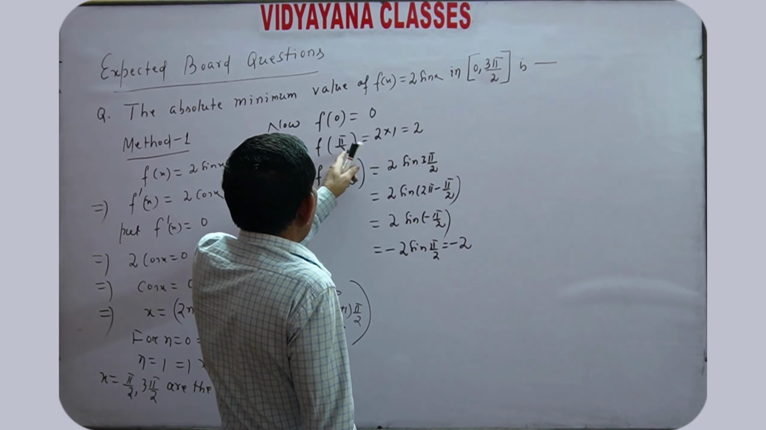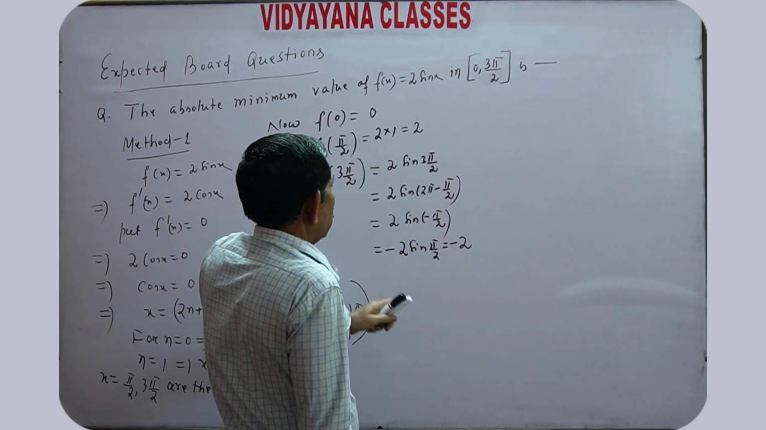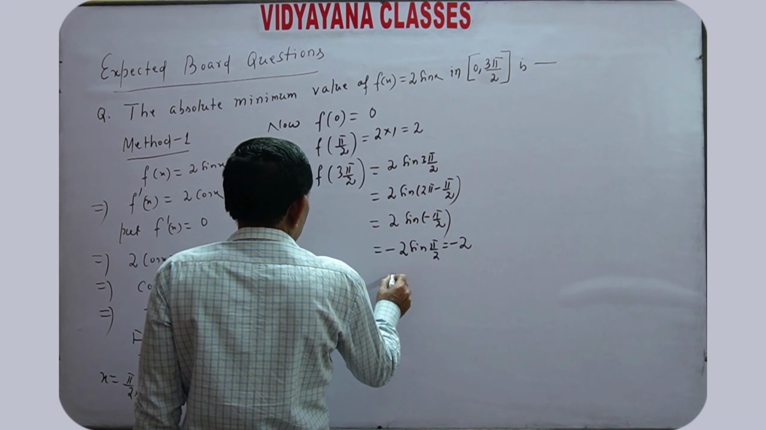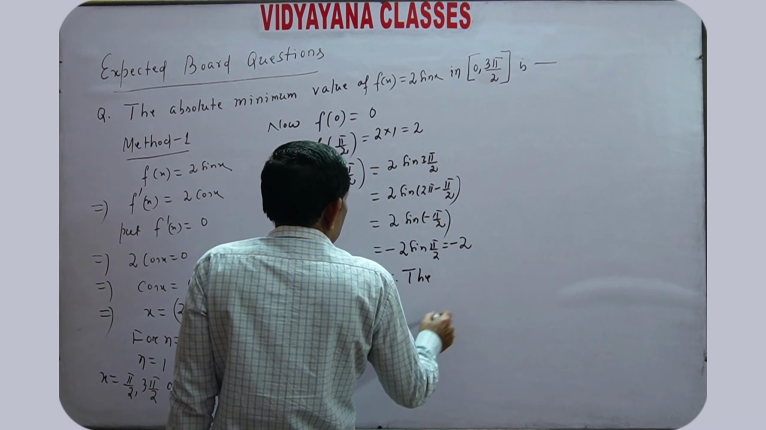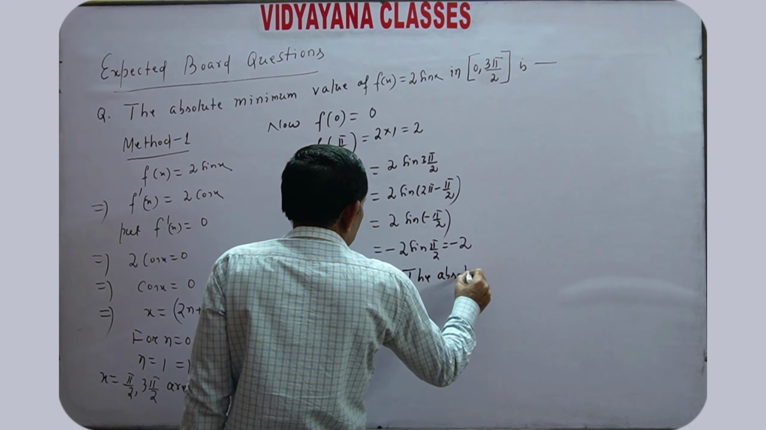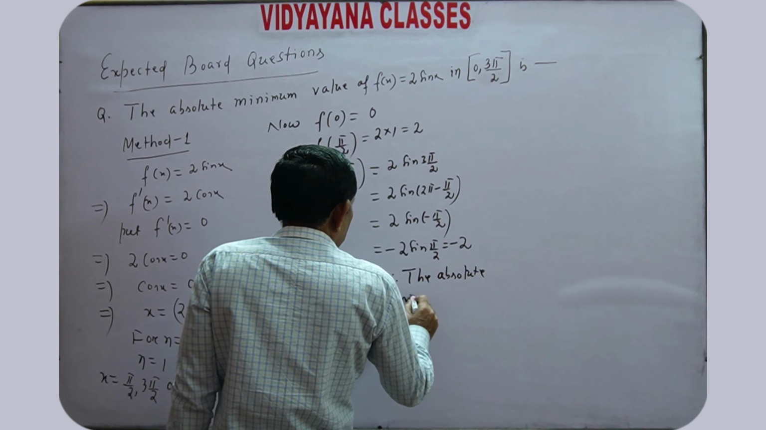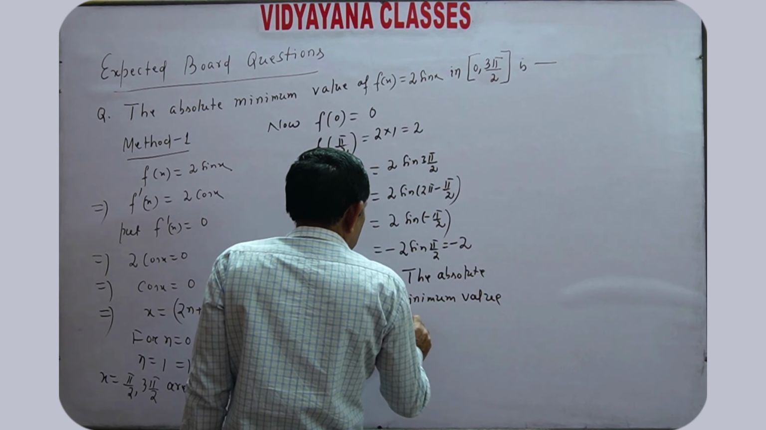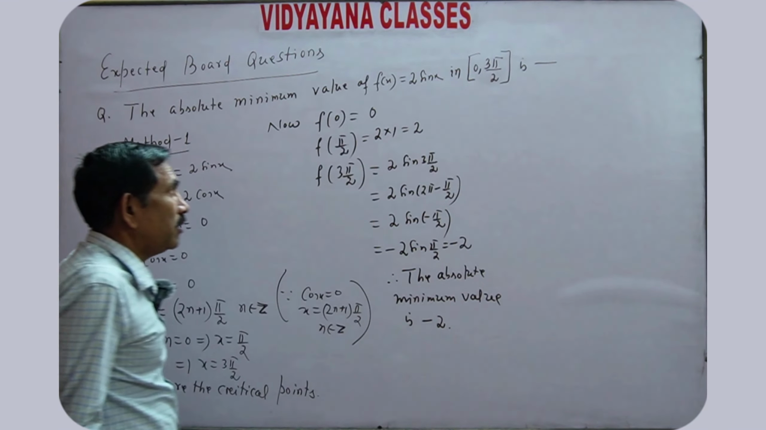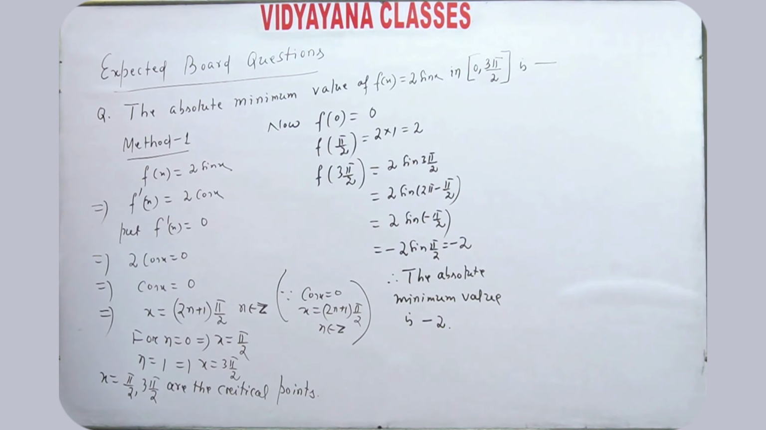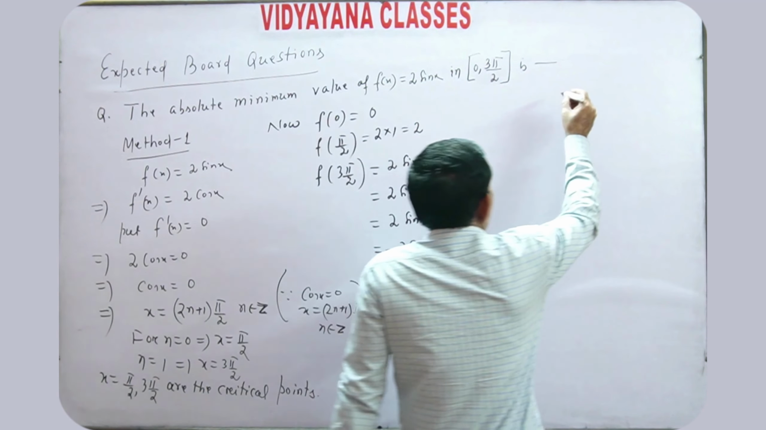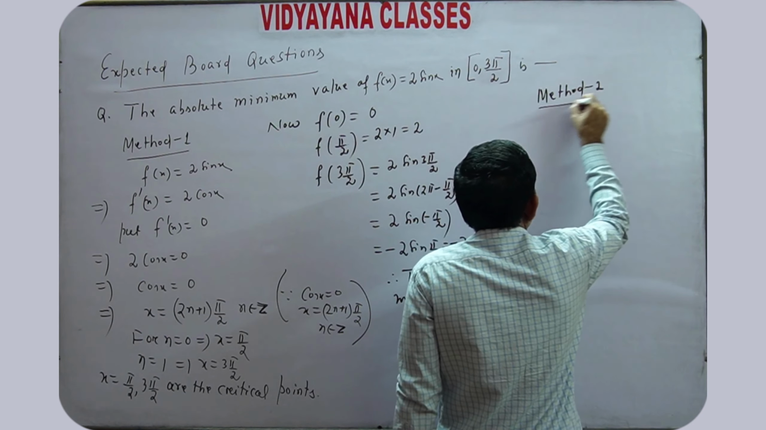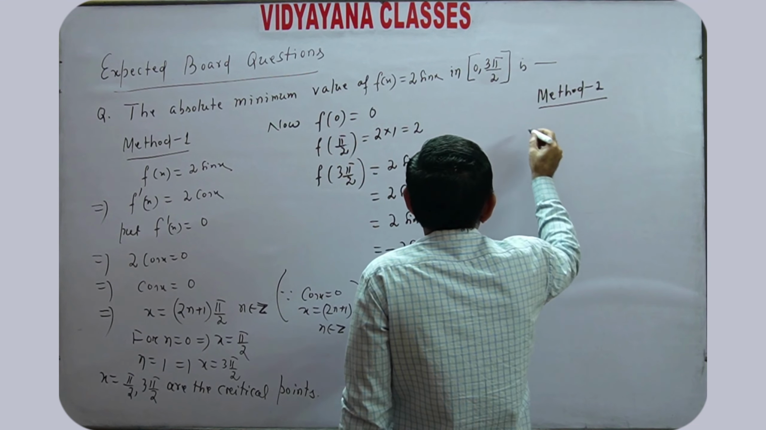f(0) is equal to 0, f(pi by 2) is equal to 2, f(3 pi by 2) is minus 2. The absolute minimum value, therefore, is minus 2. Clear? Method 2. Graphical method.